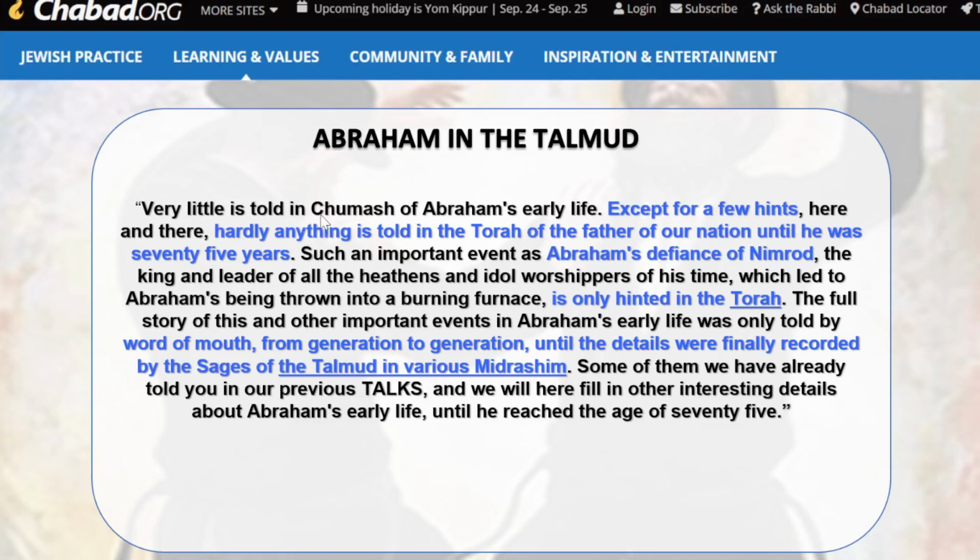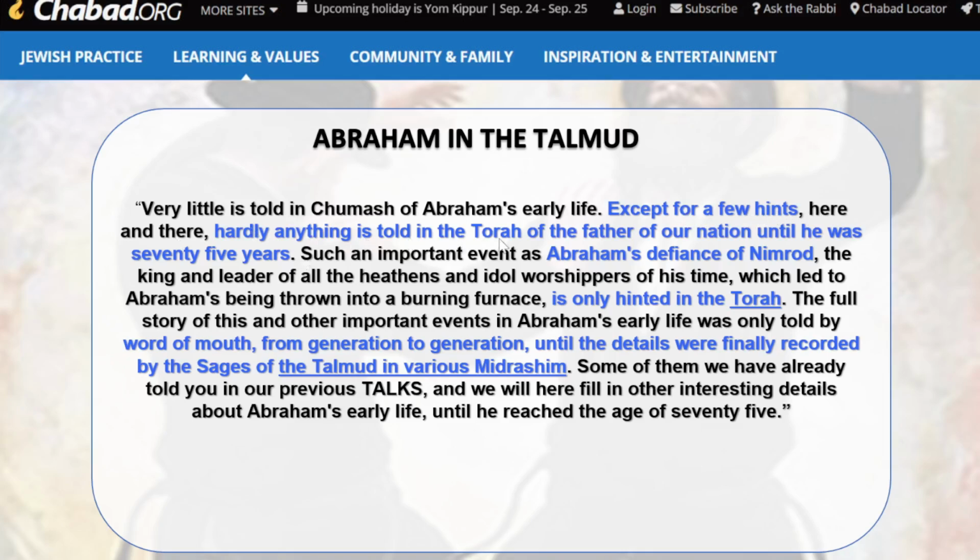Very little is told in Chumash of Abraham's early life. Okay, Chumash is just the Torah. The Torah is written on a scroll on parchment. Chumash just means Torah in book form. It's on pages, not on a scroll. Okay, so very little is told about Abraham's early life, except for a few hints here and there.